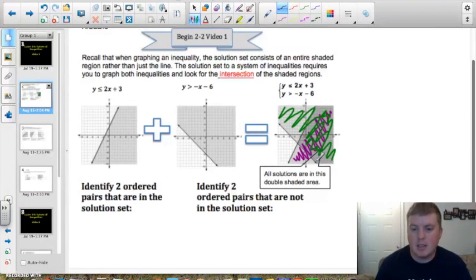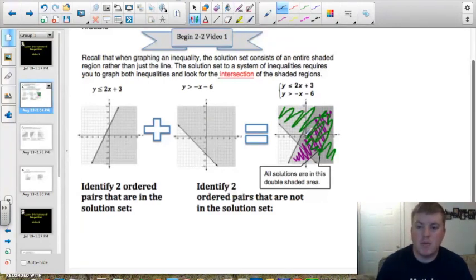If it's on a dashed line, remember that does not mean it's equal to, so something on the dashed line would not work. But if we were to ask to give two ordered pairs that are in the solution set, we can pick any two ordered pairs within this region. There's an infinite number of possibilities.